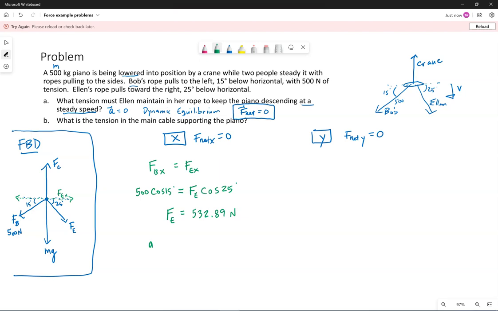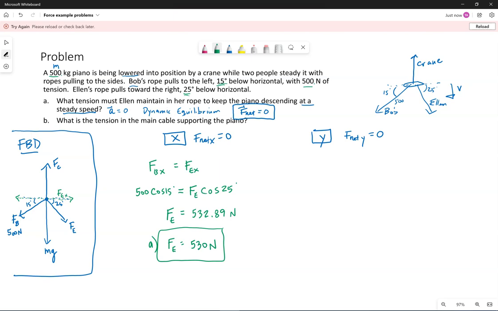As far as the answer to part A, I would round. We have 2 sig figs. I always assume there's a decimal place, like the 500 newtons. I'm just assuming that that's 3 sig figs, 500 kilograms, 3. So 15 and 25 give me the lowest significant figures. So I should say 530 newtons in terms of sig figs. That would be my answer to part A. But I don't want to use a rounded value when I have to calculate for part B.